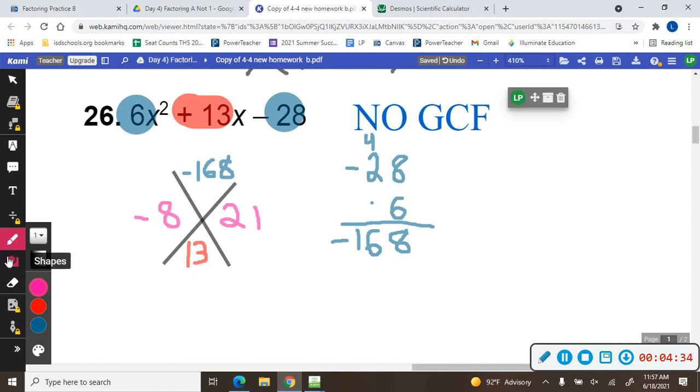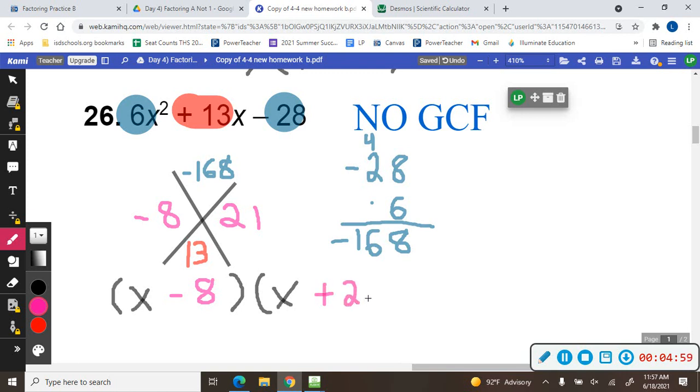From there, you still do x and x. You still do minus 8 and plus 21 like before. But there's something new, and it's the 6. You have to take this 6 and divide this by 6 and divide this by 6. So whatever this number is goes right here.